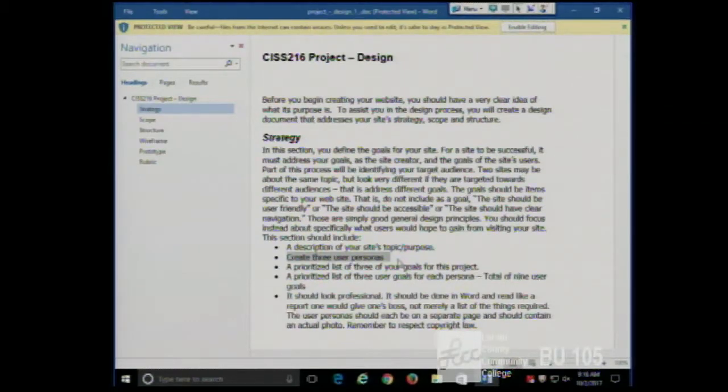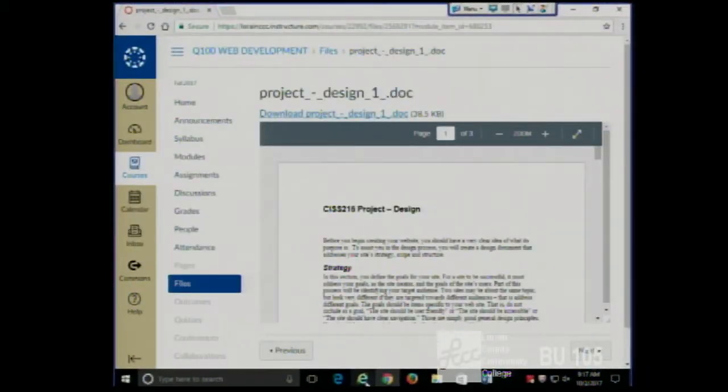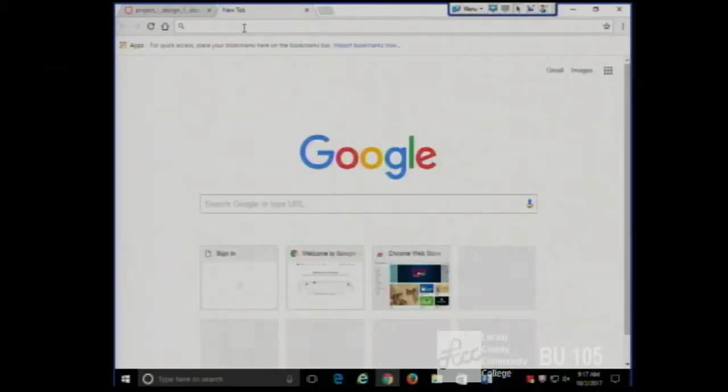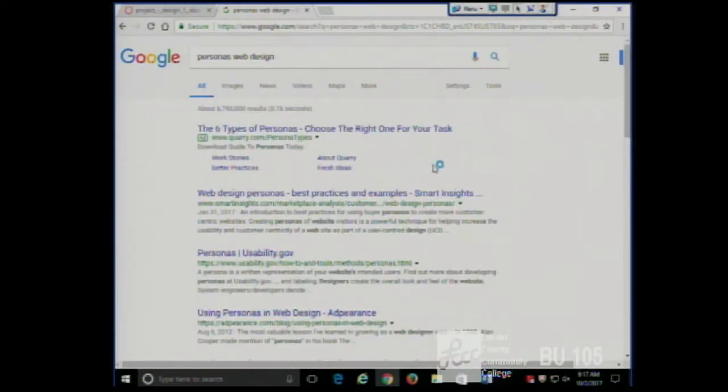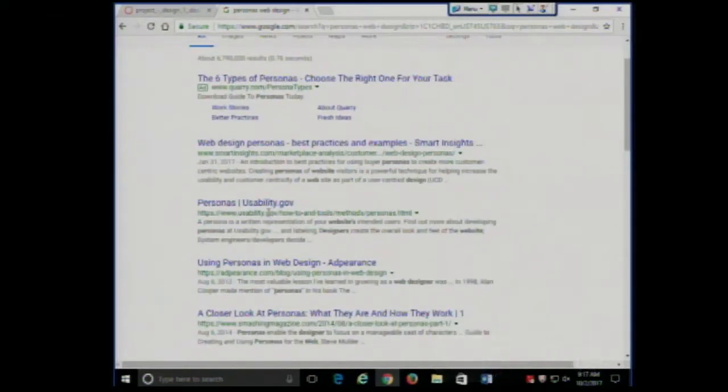All right? Now, we really go all out on this. All right? We really get extra with this. All right? What we do is we actually make up people, we give them names, and we even get pictures for them. All right? So if you Google, for example, personas web design, you get a whole bunch of descriptions of what they should be like.